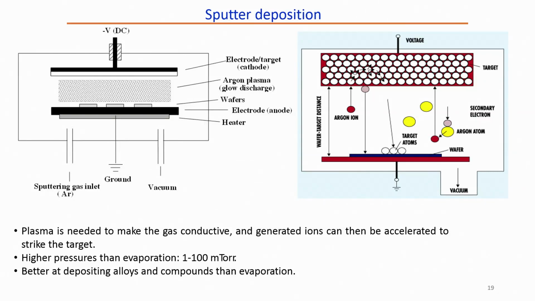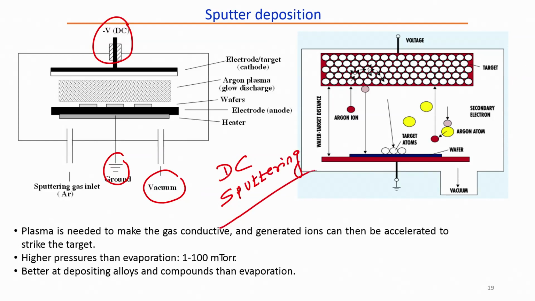If you see the screen, what you see here is that, of course, this is a part of physical vapor deposition. So, we have to create vacuum, there is a ground here, there is a voltage here. So, this is a DC sputtering, this is called DC sputtering. There is another one which is called RF sputtering, all right, DC sputtering and RF sputtering.